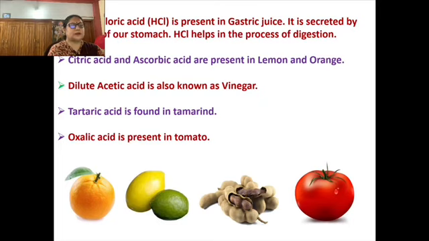So these are some food items where we have natural acids, and these acids are present in these items. Mainly here ascorbic acid is also known as vitamin C, and you know that vitamin C helps to increase our immunity. Ascorbic acid is very important for us. So we should eat lemon and orange regularly so that we can get ascorbic acid regularly.